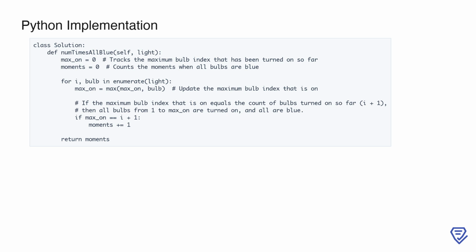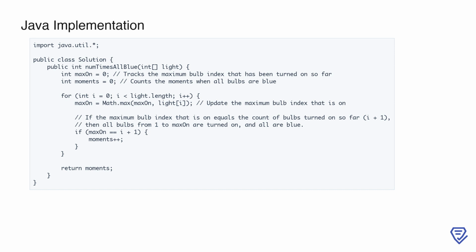This is the Java implementation of LeetCode problem number 1375, Bulb Switcher 3. The logic mirrors the Python solution, tracking the maximum bulb index turned on, max_on, and counting moments when all bulbs from 1 to max_on are blue. Key differences include type declarations for variables, use of Java's Math.max method, and the structured class definition typical in Java. The solution has a linear time complexity of O(n), where n is the length of the input array.